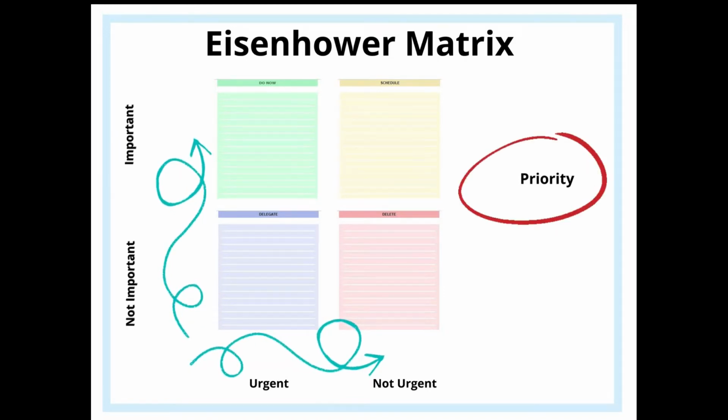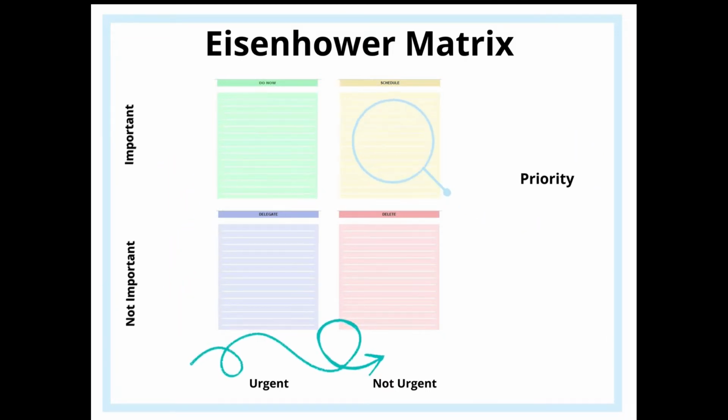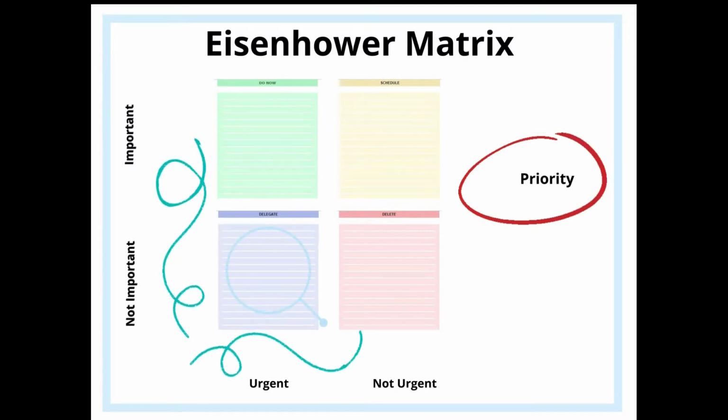The combination of importance and urgency creates 4 quadrants in the Eisenhower matrix, guiding your task prioritization: important and urgent, important and not urgent, not important and urgent, not important and not urgent.